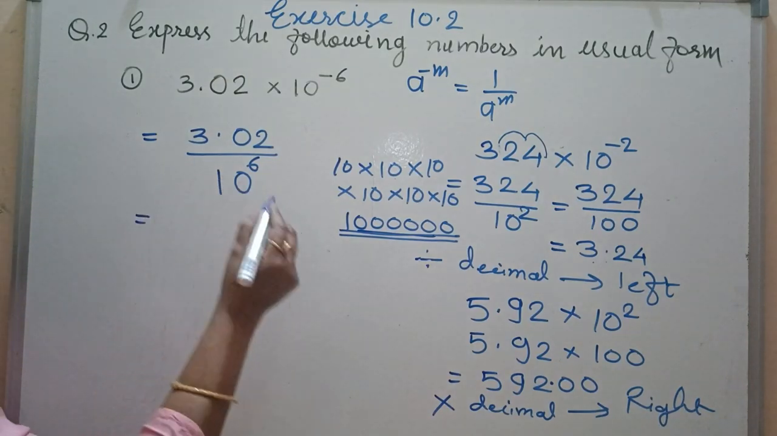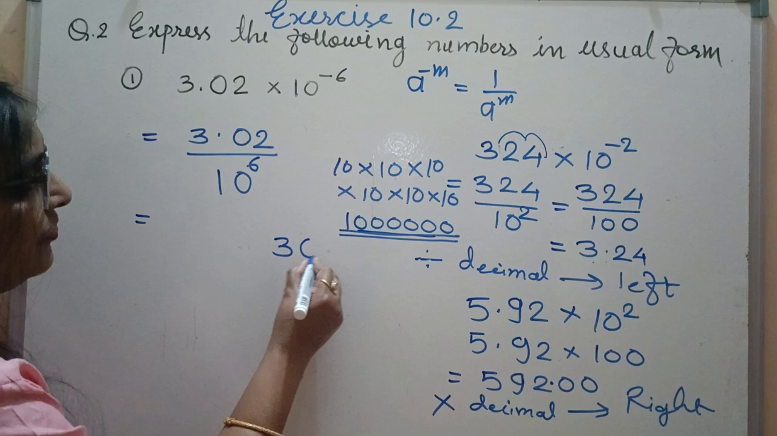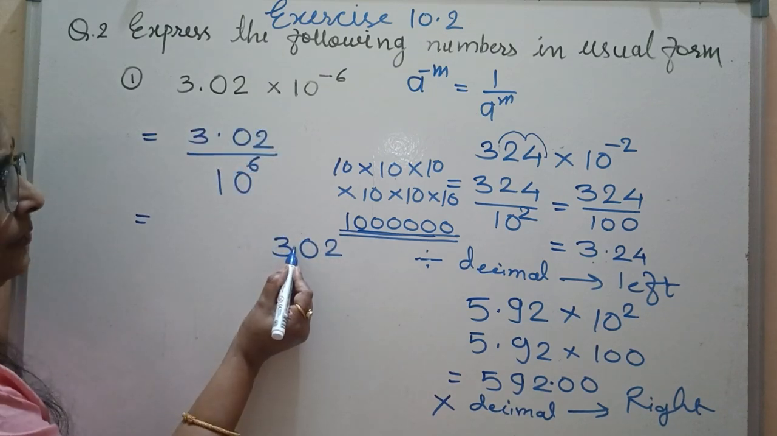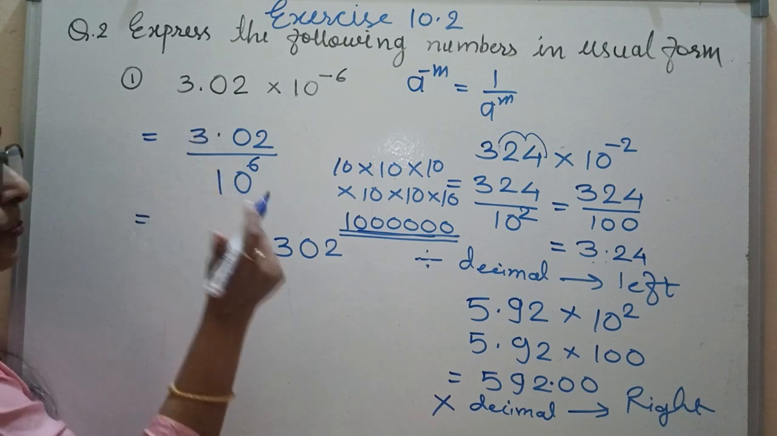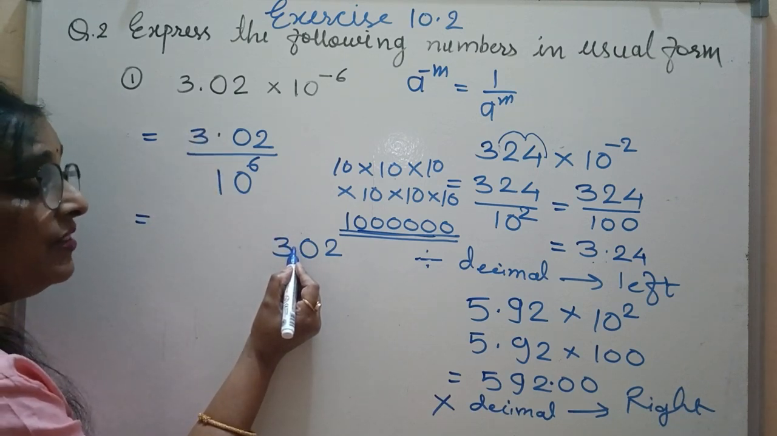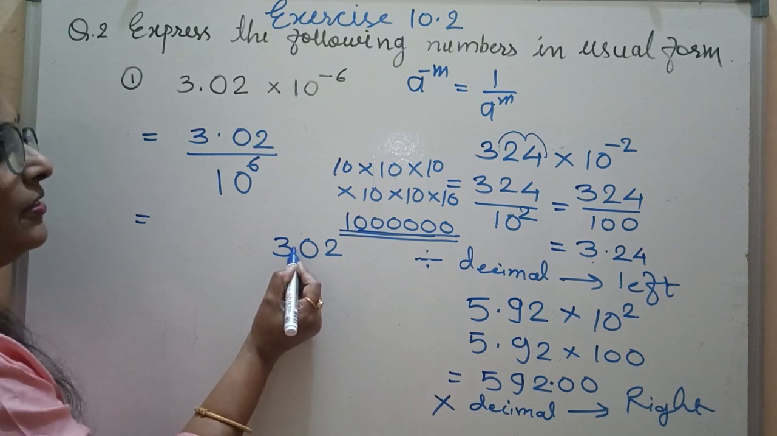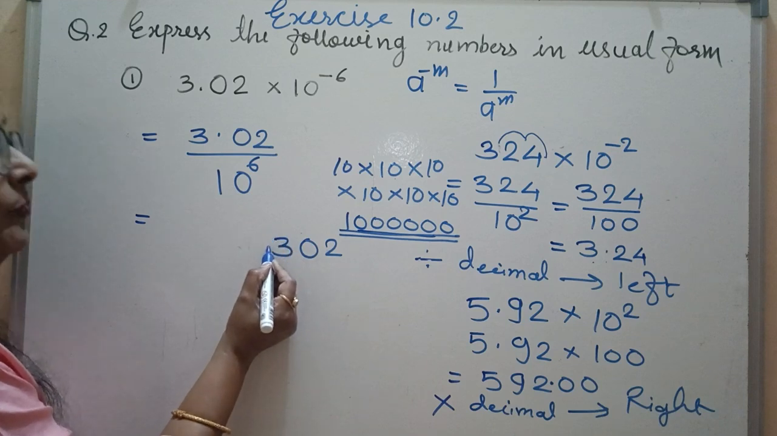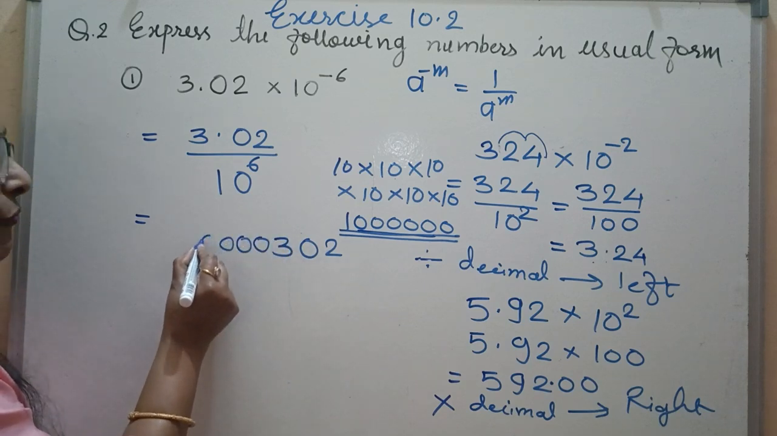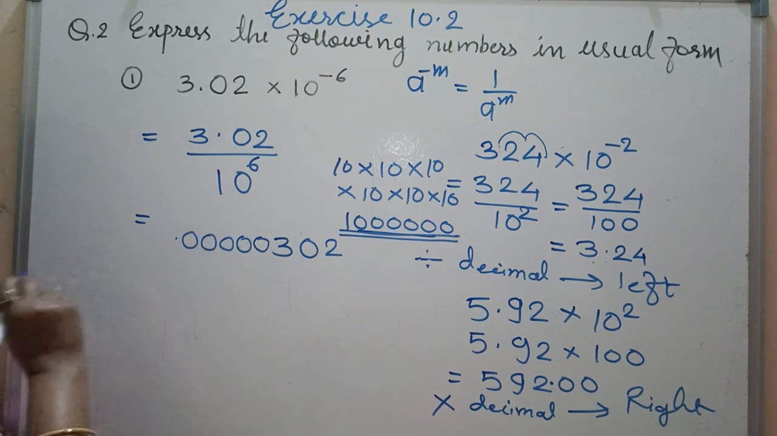How you will shift? See here, I am writing first this number 302. This number I have written. Now here is your decimal point. Where is your decimal point? After 3. Here is your decimal point. You have to shift towards left. How many places? 6 places. So here is 1. So after the 1, then 2, 3, 4, 5, 6. Here is your decimal point.